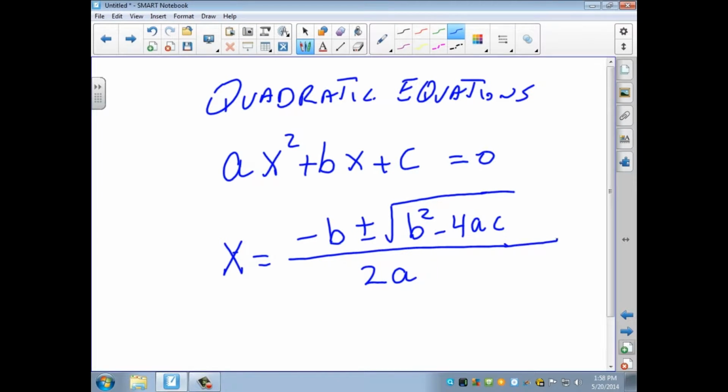Okay? And again, a, b, and c in this formula are referring to the a, b, and c in your quadratic equation, which are real numbers. Those a, b, and c are real numbers. So that's how you solve with the quadratic formula.